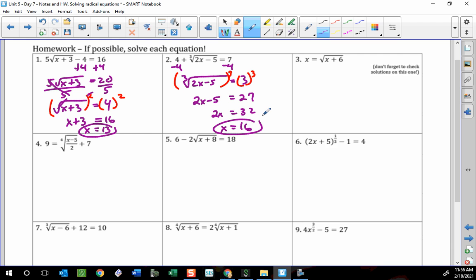Alright, and then you can mentally check it. 2 times 16 is 32. 32 minus 5 is 27. The cube root of 27 is 3. 3 plus 4 is 7.